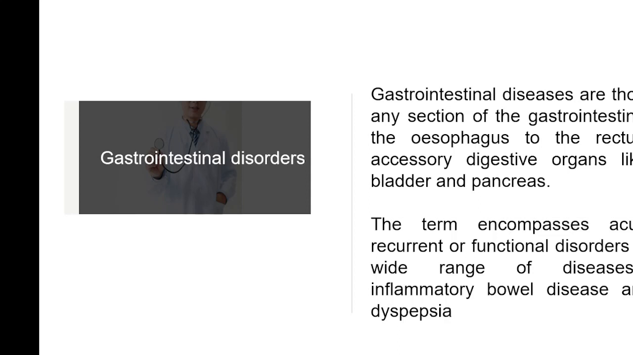And there are a lot of glands also associated with that. For example, the liver and pancreas are all part of the gastrointestinal system. So any defect or any problem that affects any of these organs can come under the category of gastrointestinal disorder.